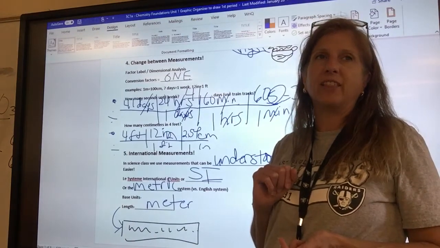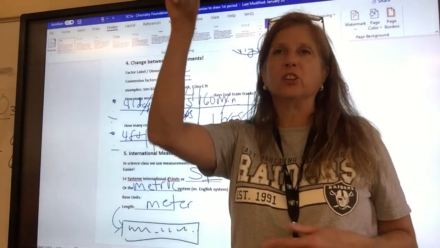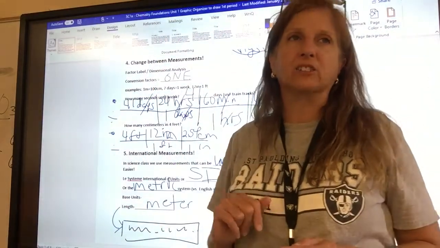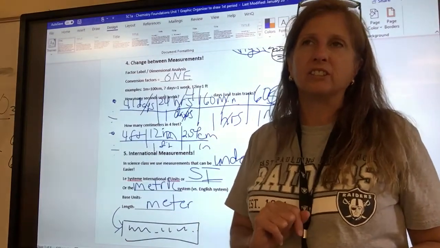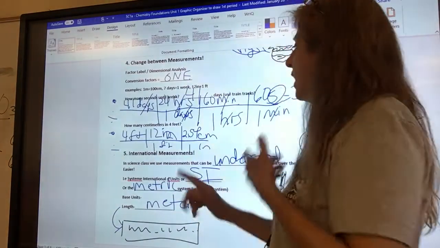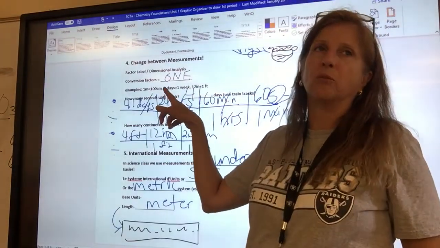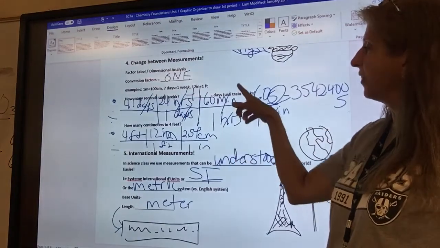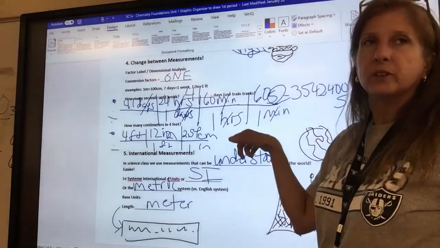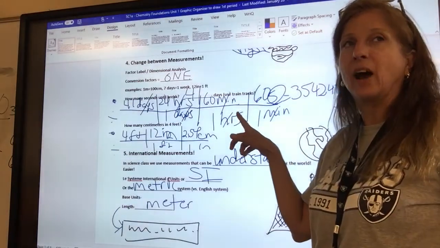Everybody understand how I got that? The days cancel out, because in math, if you have the same thing in the numerator and denominator, they cancel out. Not the numbers, but the units cancel out. Does that make sense? Okay, now I was supposed to get seconds, I have hours, so I gotta do some more converting. I write the unit that I have in the denominator, and then I think of a conversion, and I don't know how many seconds are in an hour.